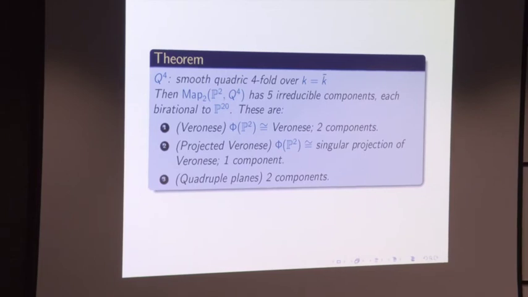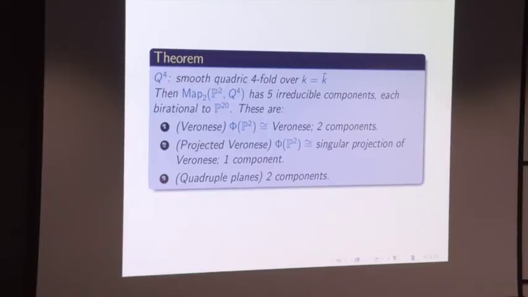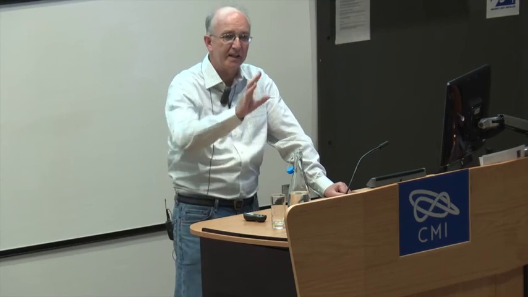Okay? Now, there are 2 components where the image is just the Veronese embedding, but it turns out there are sort of 2 ways the Veronese can sit inside the smooth 4-dimensional quadric. Then there is another component where the image, in fact, sits inside a 4-dimensional linear subspace. So this is very special. It's a singular projection of the Veronese surface. And in fact, it's a special projection. It turns out that it's singular along a line. A general projection of the Veronese into 4-space just has a unique singular point, but these are special projections, they are singular along a line.